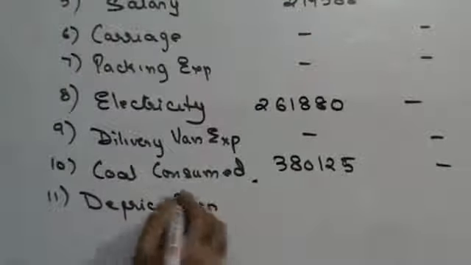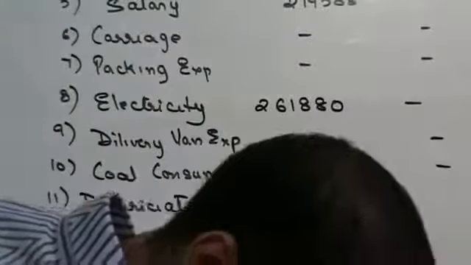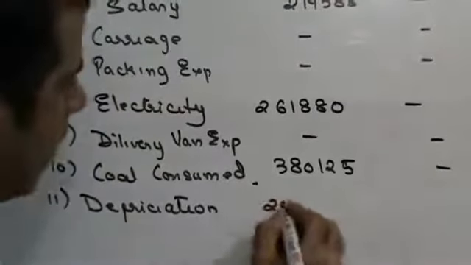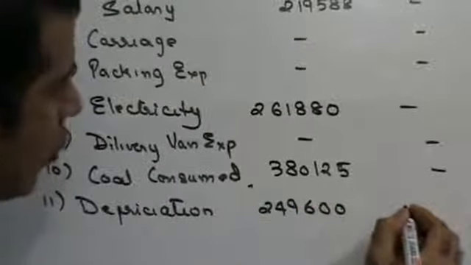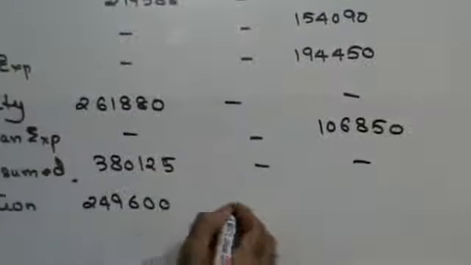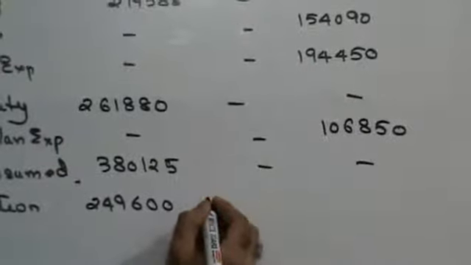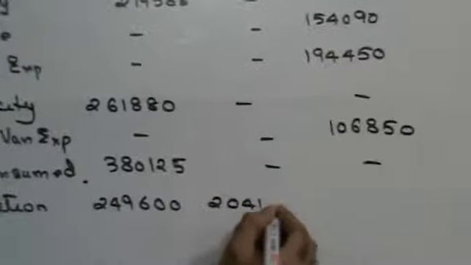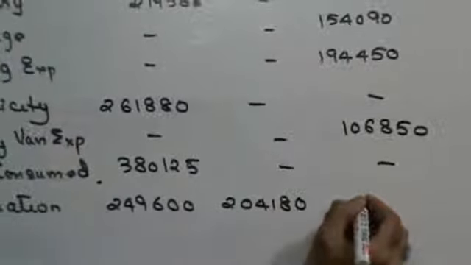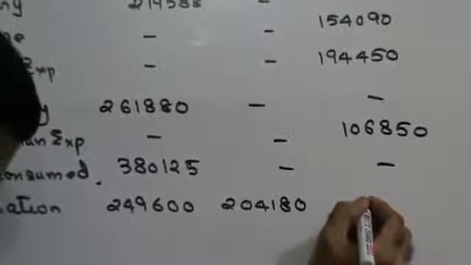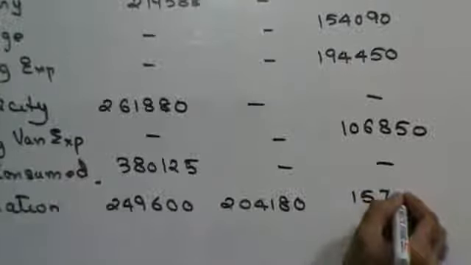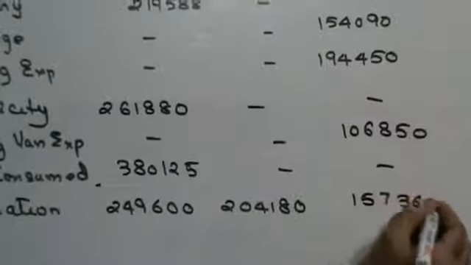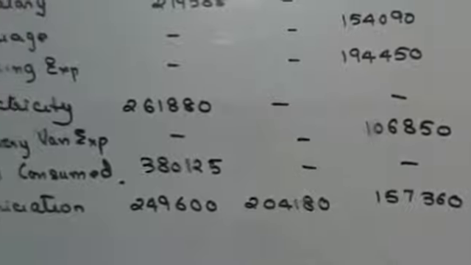Depreciation on machinery is 49,600. Then you have another depreciation on computer, that will be in the office. How much is that? 4,180. And for sales, there's a depreciation on delivery van, which will be 1,57,360. So those are your depreciation entries.